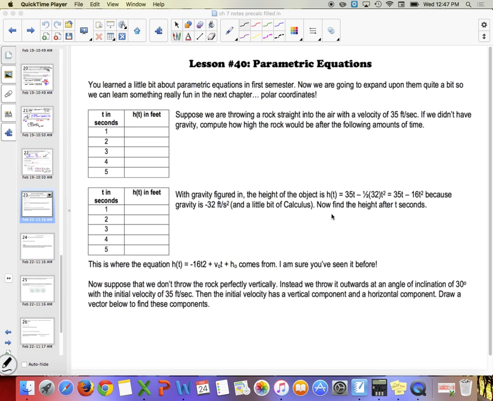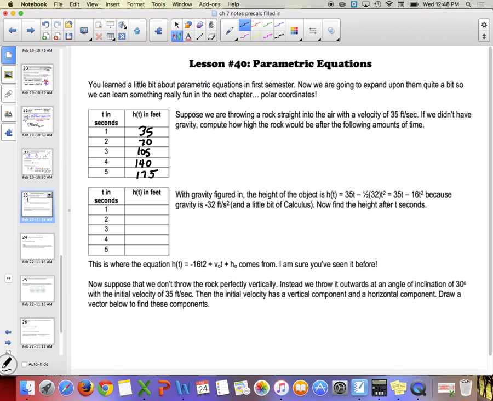All right, it says, suppose you were throwing a rock straight into the air with a velocity of 35 feet per second. If you didn't have gravity, then the rock would continue to go up, up, up. It would never come down, right? So after 1 second, it would go 35 feet. After 2 seconds, it would go 70 feet. Does this make sense? So we're just going to plug in: 35, 70, 105, 140, 175. Okay? And it would never come back down. It would just continue to go up.